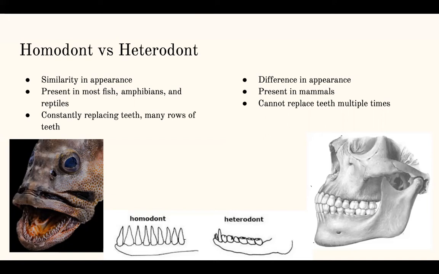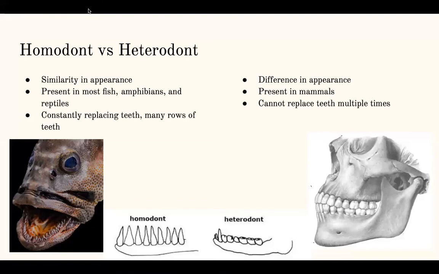Contrastly, heterodont teeth are what is present in mammals like ourselves. They're different in appearance, so all teeth will not look the same, and they cannot be replaced multiple times. So back when we were little and you lost your tooth, you were able to replace that tooth. However, if you were to lose a tooth today, you wouldn't be able to replace it again.